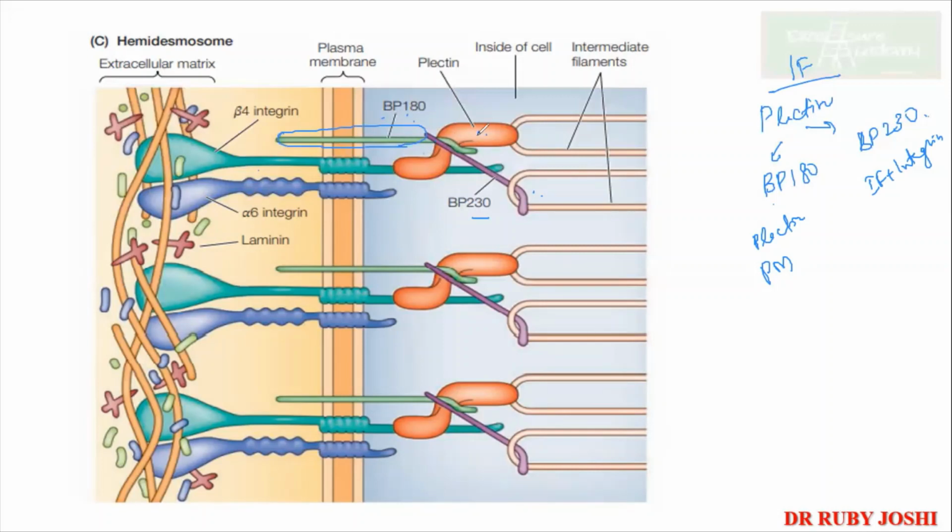Okay, where plectin is making connections with the integrins as well as the intermediate filaments with the help of your BP230. Did you get it? And then we have got the integrins beta 4, alpha 6, integrins present in the extracellular matrix, which are in connection with the other components present over there. Guys, did you get it? Should I repeat again? Yes, who would like to try?